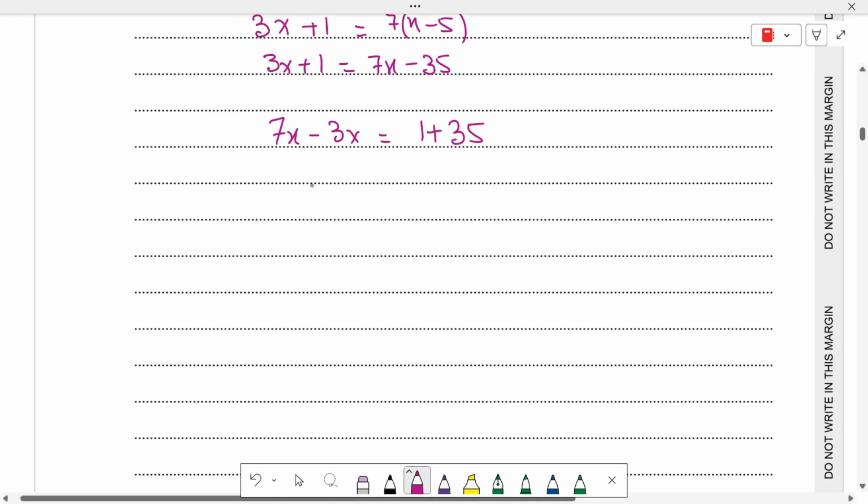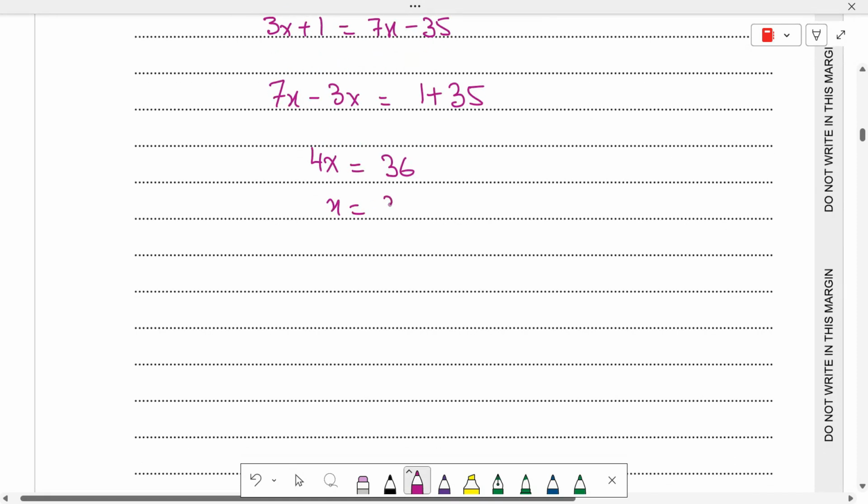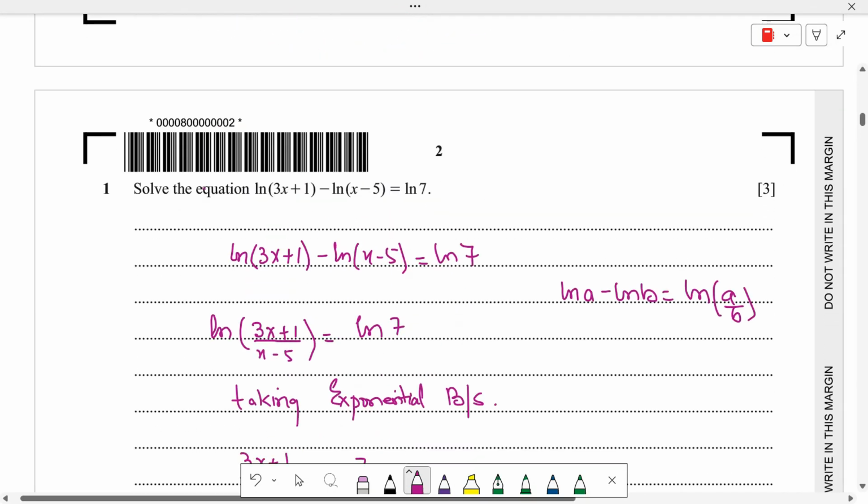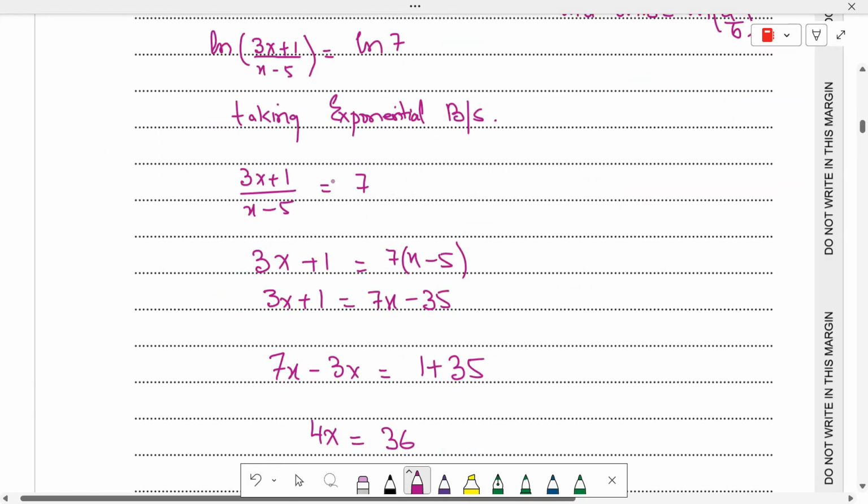And this gives 4x equals 36, so x equals 36 over 4, and then x equals 9. So we have solved the equation and the value of x is 9.